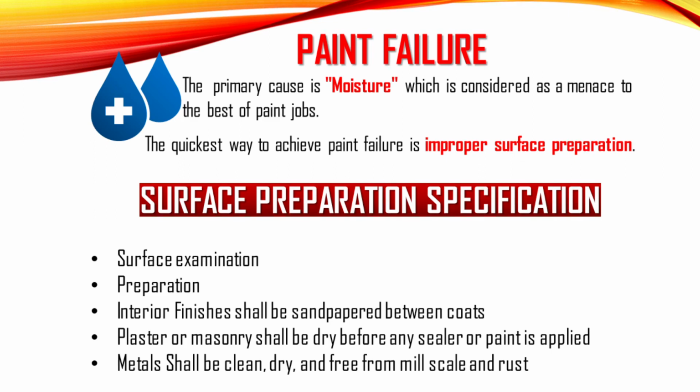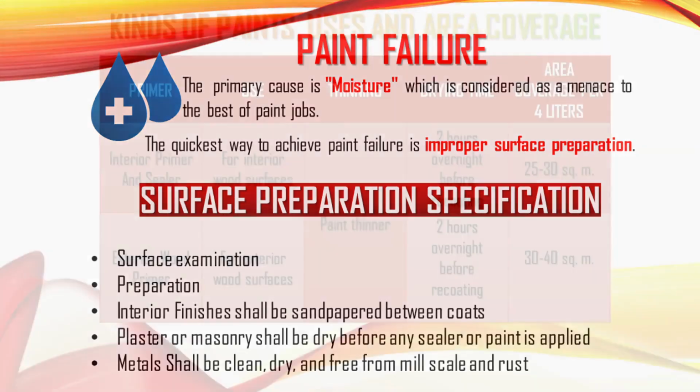However, the quickest way to achieve paint failure is improper surface preparation. That is why we have requirements that we must meet for the surface preparation. First is the surface examination. Second is the surface preparation itself. Third, interior finishes shall be sandpapered between coats. Fourth, plaster or masonry shall be dry before any sealer or paint is applied. And fifth, metal shall be clean, dry, and free from mill scale and rust.